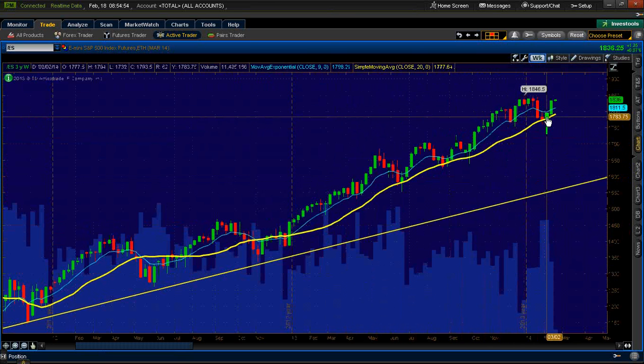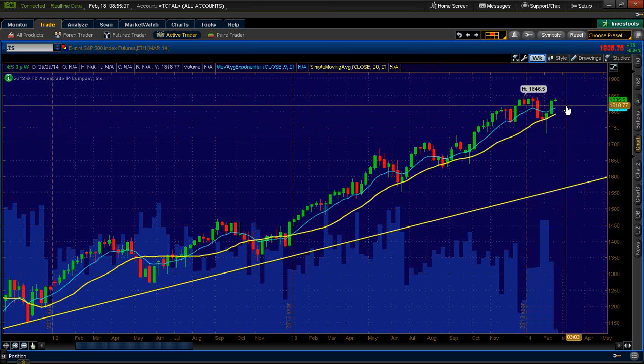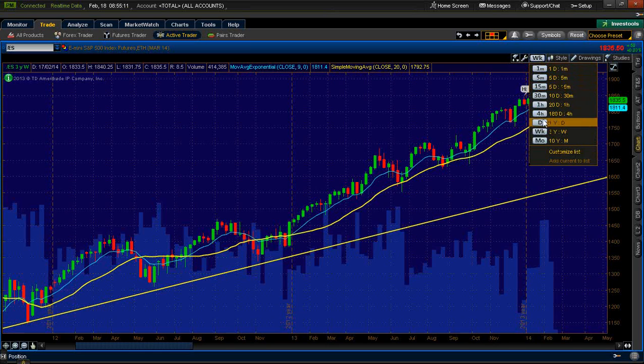And on the weekly, we had that weakness coming in. It looked like they were going to break below and close below the 20 SMA. They didn't. They closed right back above it, and now we're starting to get slope and separation again on the weekly. So the weekly trend is still intact.